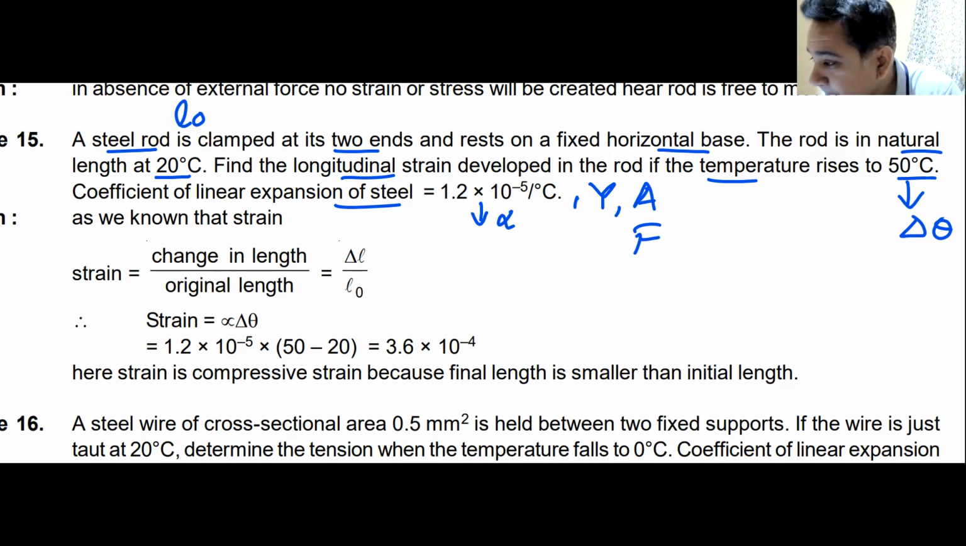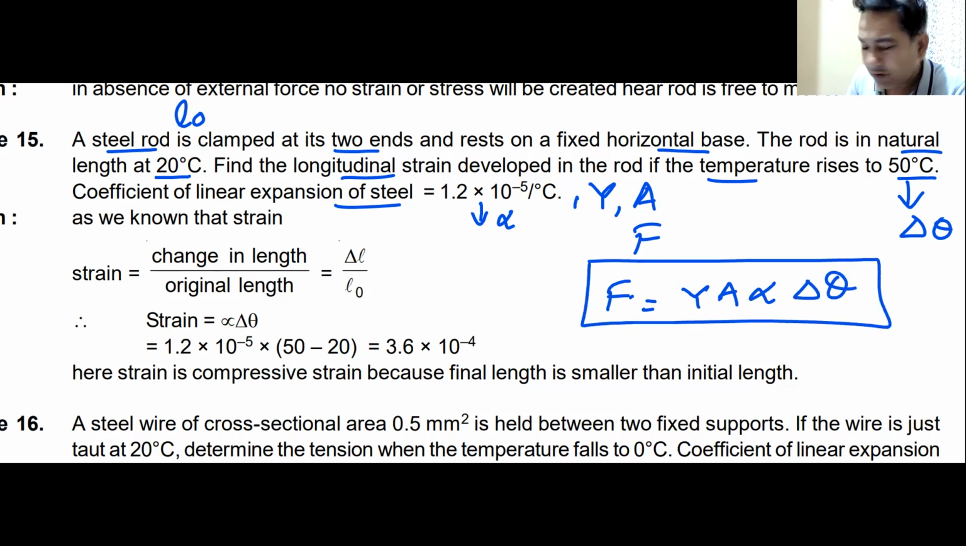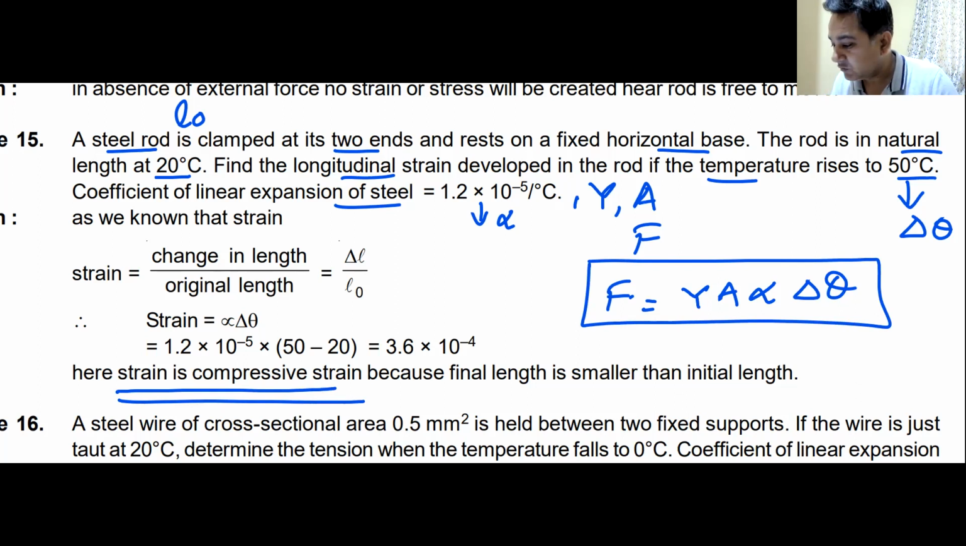Yes, beta. Force is equal to Young's modulus into area into alpha into delta theta. That is the stress? No, that is the force. Force is Y into A into alpha into delta theta. What type of force would be there? Would it be compressive force or would it be tensile force? Compressive. See, the strain is compressive, so the stress is also compressive. Do you understand this? Can I have some raise hand that you understand this?